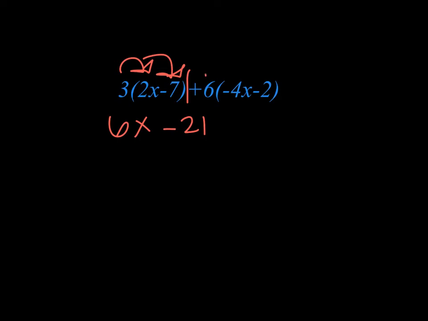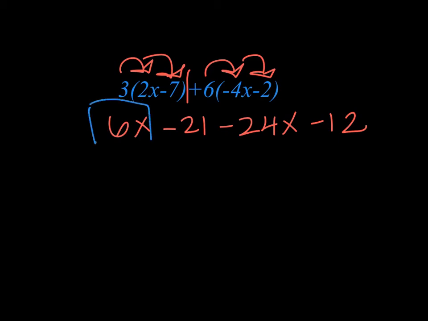Now I have positive 6 times negative 4x, which is going to give me negative 24x, and I have positive 6 times negative 2, which is going to give me negative 12. Once I distribute, I now need to combine like terms. So I'm going to go ahead and box in the like terms.